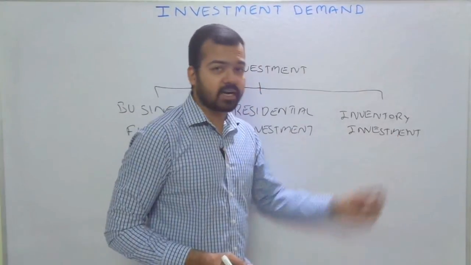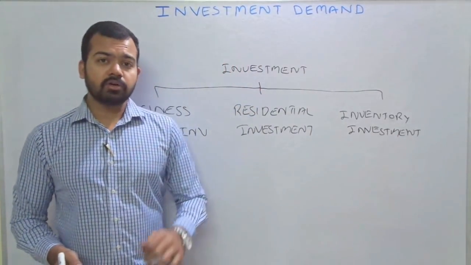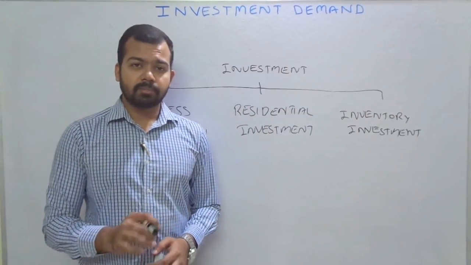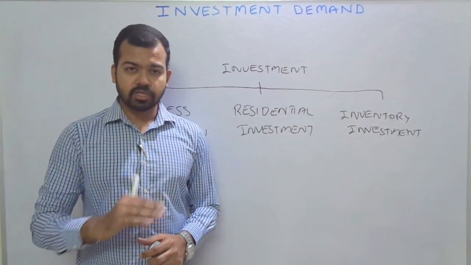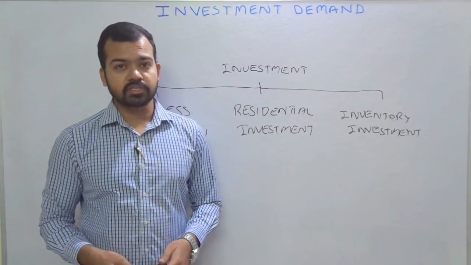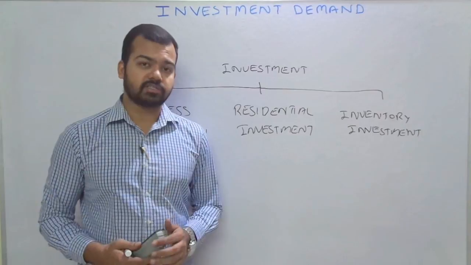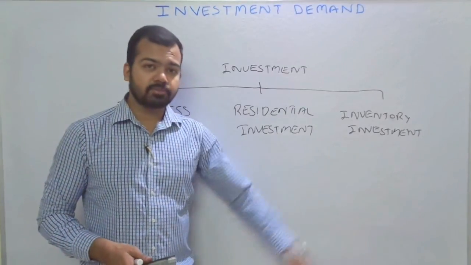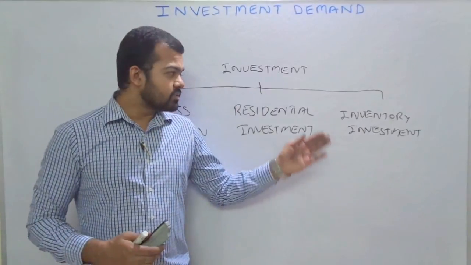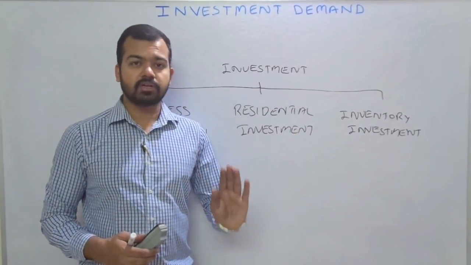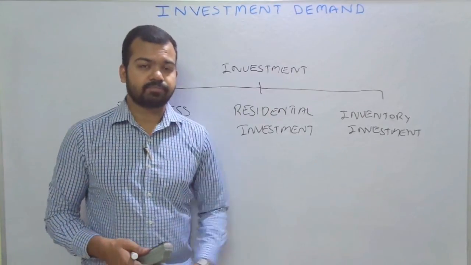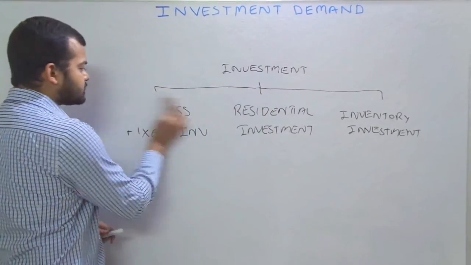Now the most important one, inventory investment. What is the meaning of inventory? Why do we maintain inventory? The purpose of maintaining inventory is to smoothen the level of production and to avoid running out of stock. Inventory can be as big as a factory's total stock as well as a retail shop's. Just to smoothen the process of demand and supply in the market, we invest a large amount in inventory. So these are the three types of investment.